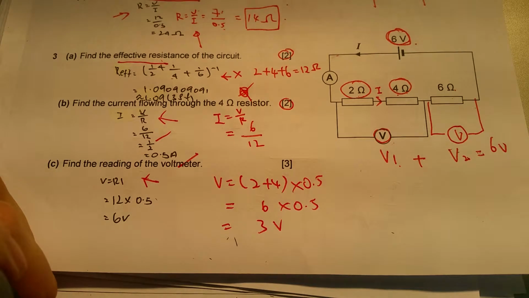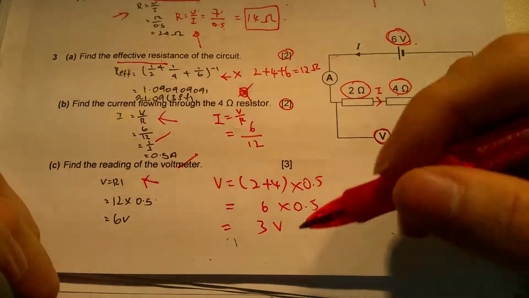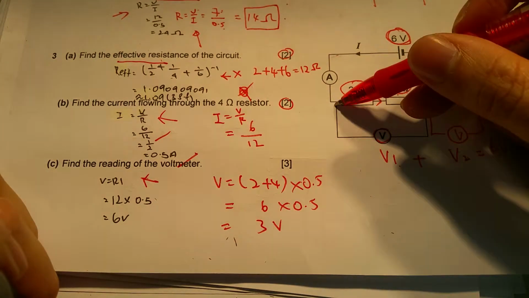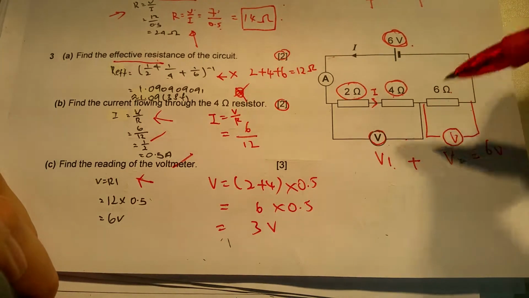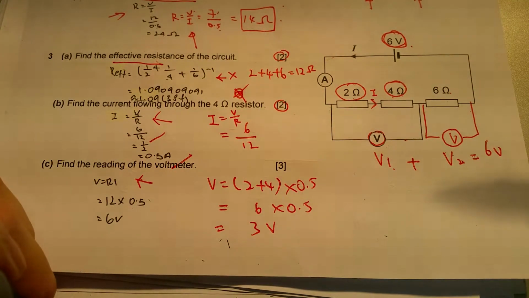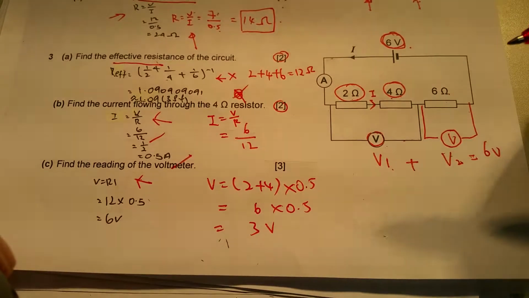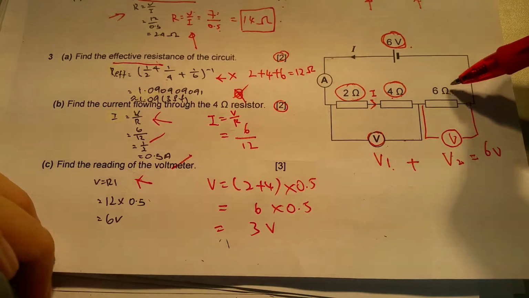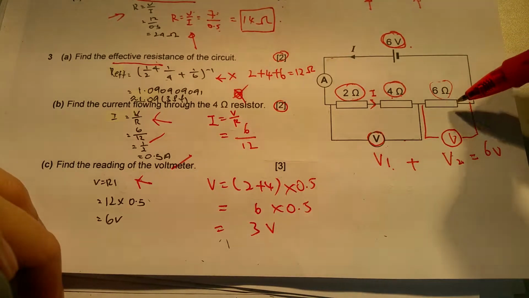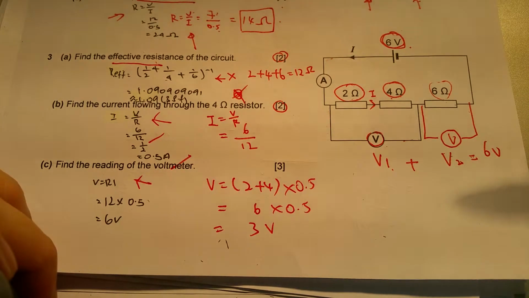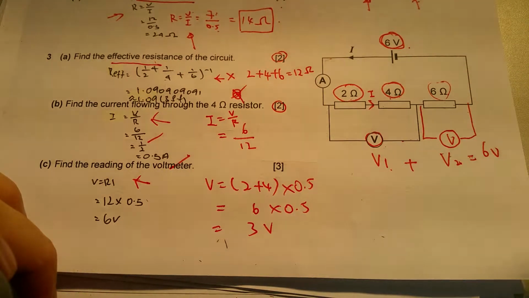So the voltage across these two resistors is 3 volts. As an add-on, the voltmeter reading for the 6 ohm resistor will also be 3 volts, because it is the same value for both. So this is slightly more difficult.